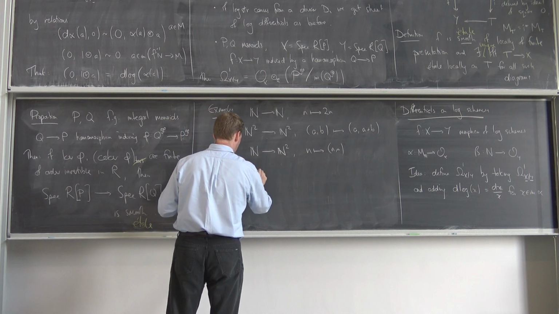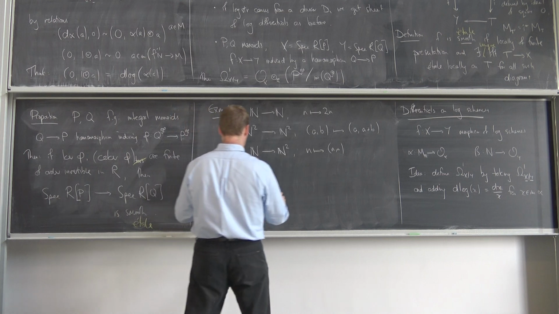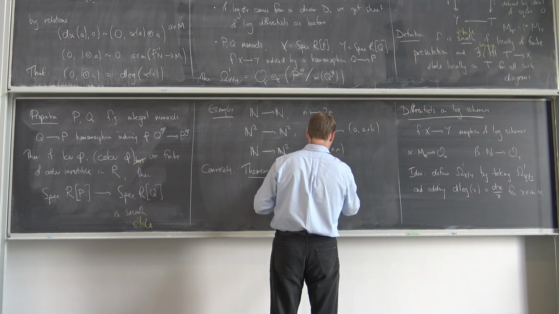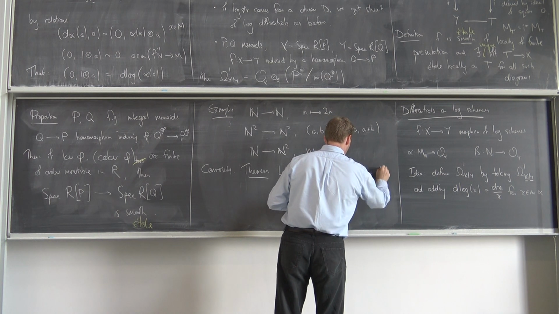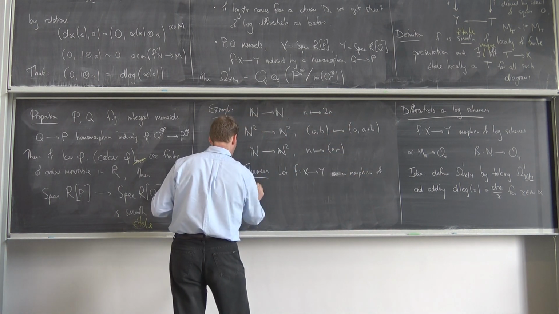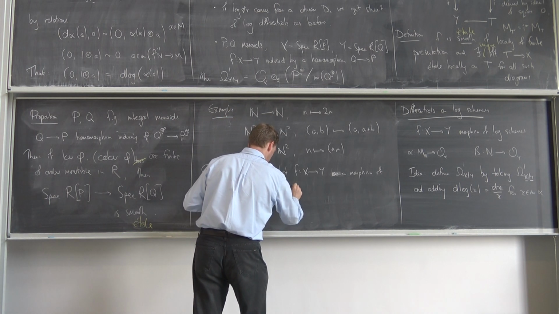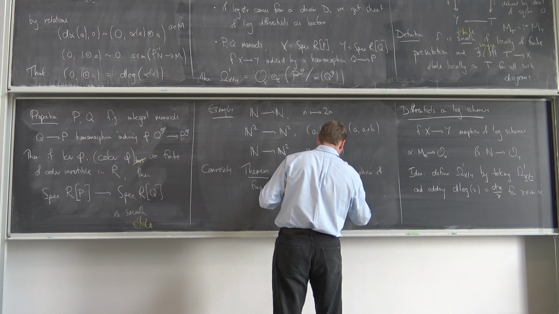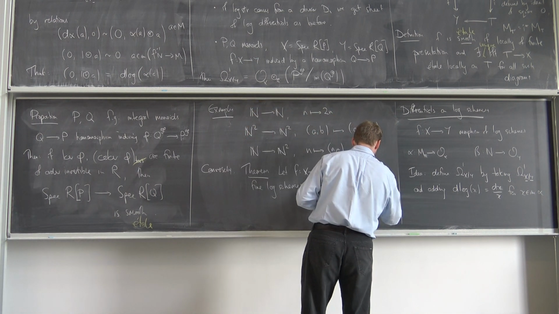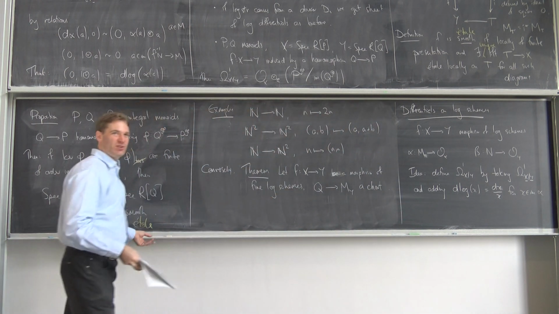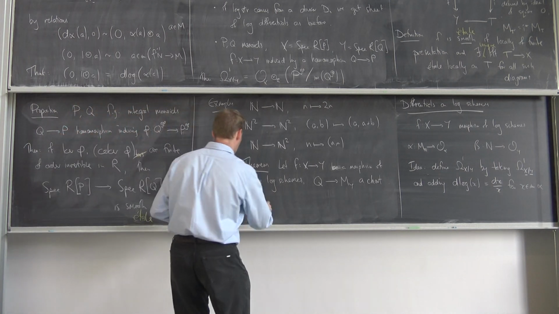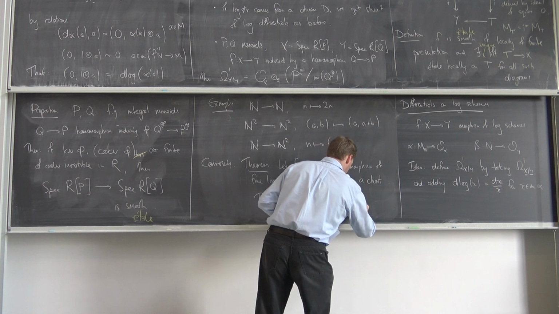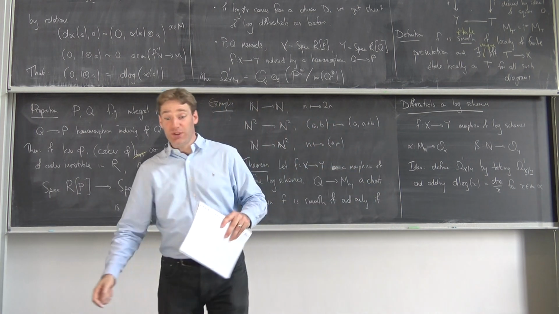So conversely, here's this theorem. We take a map f from X to Y of fine log schemes, and we take a chart for Y. So Q to M_Y is a chart; we assume Y has a chart. Then f is smooth if and only if two conditions hold.